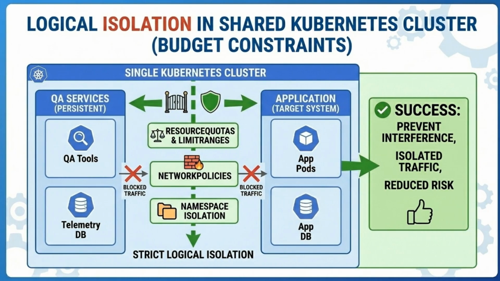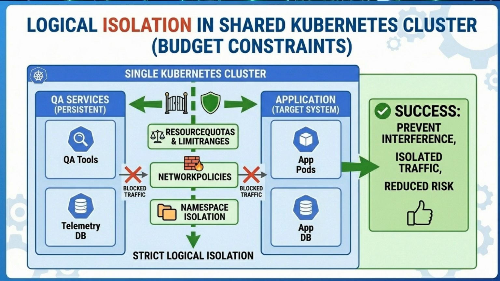However, if an entirely separate management cluster is not an option due to budget or organizational constraints, you must implement strict logical isolation. In this scenario, your persistent QA services must be isolated within a dedicated namespace protected by rigid resource quotas and limit ranges. You must also apply network policies to prevent cross-namespace traffic from interfering with the application's internal communication. While this is less secure, it prevents your reporting and telemetry tools from messing with the rest of the system.